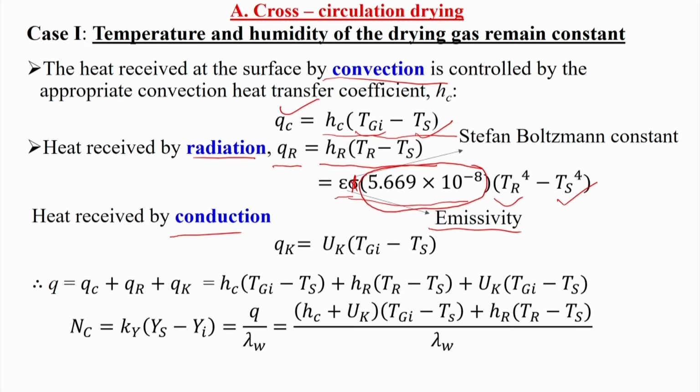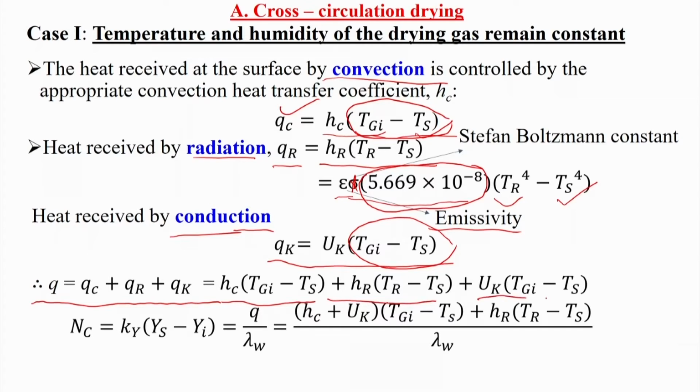For conduction, Q_K will be U_K into (T_GI minus T_S). One point we need to remember here is that for convection and conduction the temperature gradient is the same, (T_GI minus T_S), but for radiation the temperature gradient is in the power of 4. The total Q is equal to Q_C plus Q_R plus Q_K, where we add the contributions for convection, radiation and conduction.